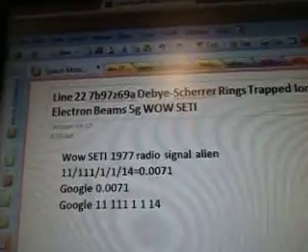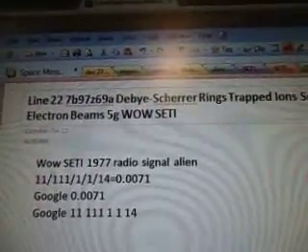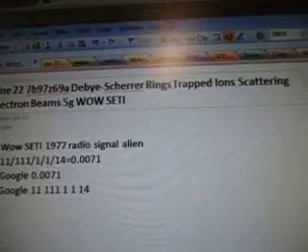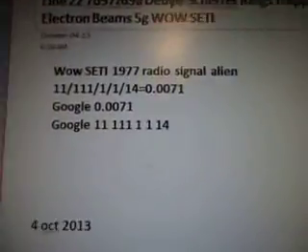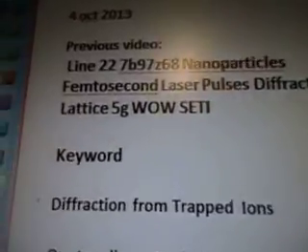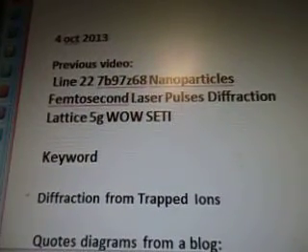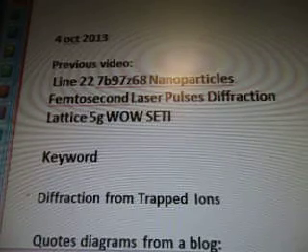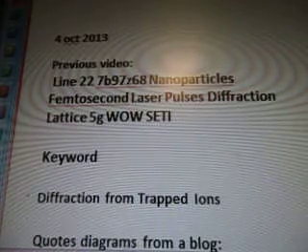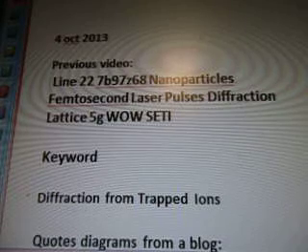Line 22, 7b97z69a, Debye-Scherrer rings, trapped ions, scattering electron beams, 5G, Wow! SETI. There's the alien radio signal. There's the data there. And this is trapped diffracted ions, electron laser beams for UFO space communications, line 22, SETI data, parts A and B.